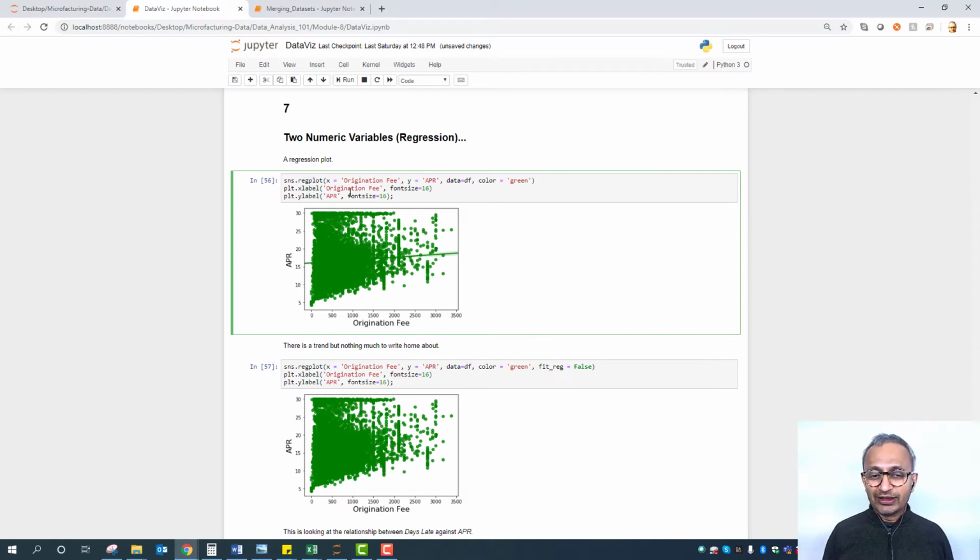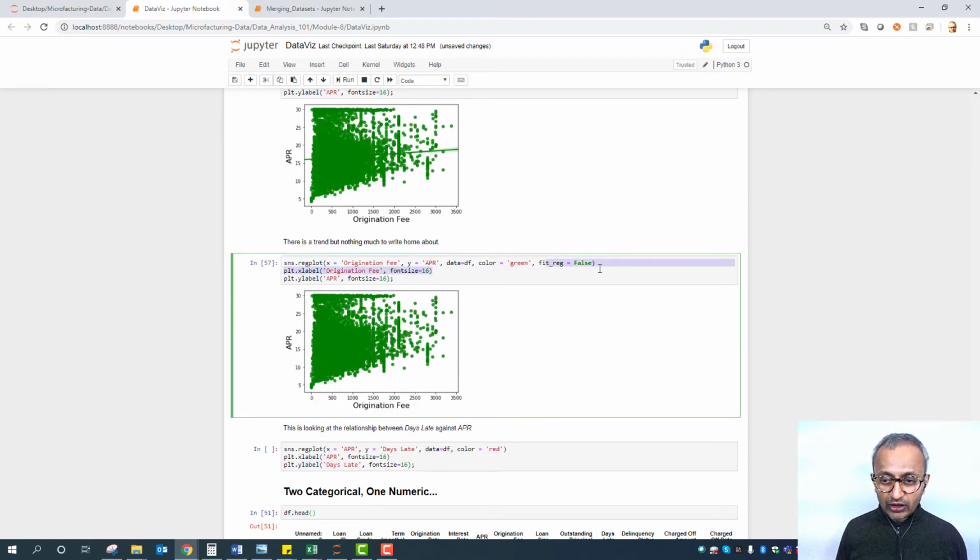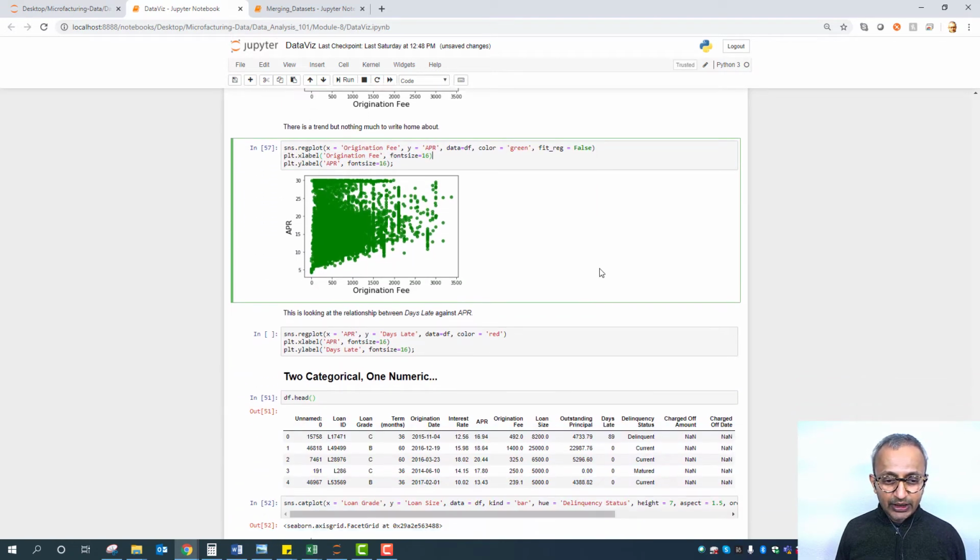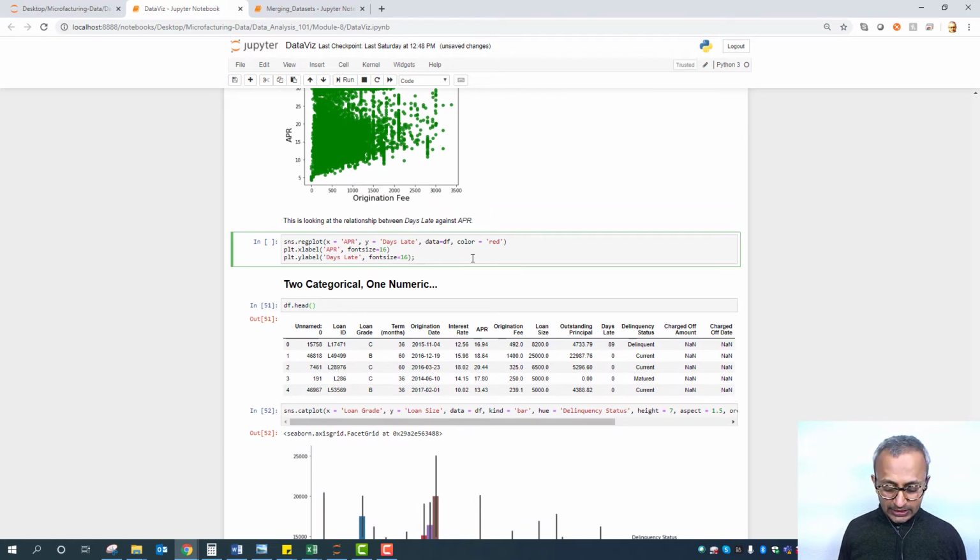We're going to talk more about regression later, but for now just assume this is like a scatter plot. There are lots of other flavors of plotting you can come across, and I think we glanced through that before, but feel free to explore. You can turn off this line if you want, which we have done here by saying fit reg equals false.